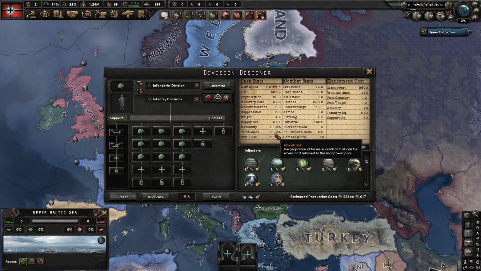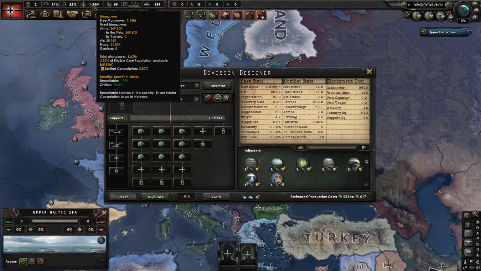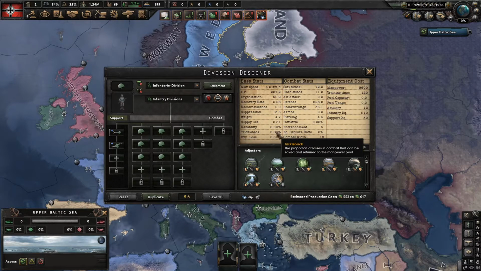You can run out of manpower if you just lose men all the time, and the recovery rate right here is very slow, so you'll be gaining very few men every day. So if you add trickleback to your division, a portion of the losses will be saved and put straight into your manpower pool, so you can use them again to train divisions or resupply other divisions. Can be really important, especially if you are low on manpower.